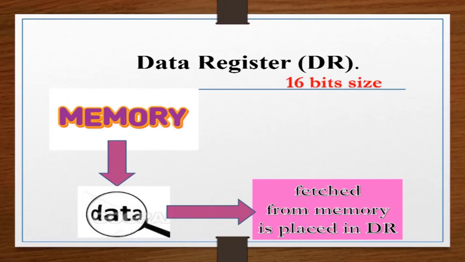Data register, or DR. The processor uses the values stored in the data register for its operation. The accumulator. The basic computer has only one general purpose register, which is the accumulator. In the figure, you can see basic computer registers and memory.